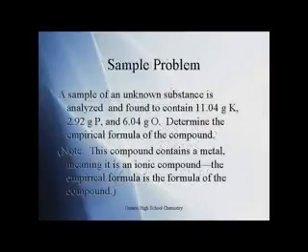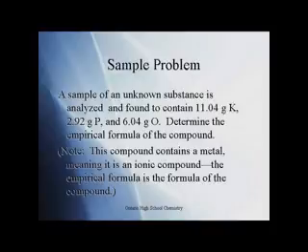Let's try another problem. Here we have a sample of an unknown substance that is analyzed and found to contain 11.04 grams of potassium, 2.92 grams of phosphorus, and 6.04 grams of oxygen. We want to determine the empirical formula of the compound.